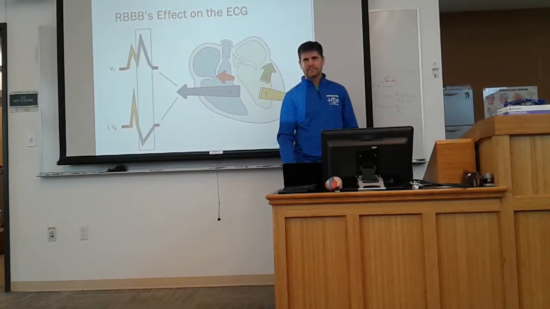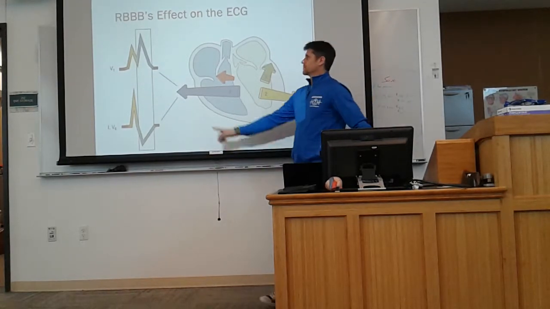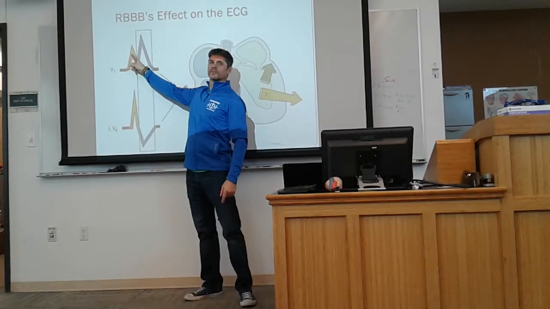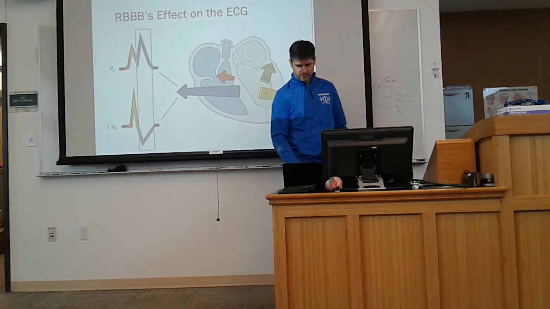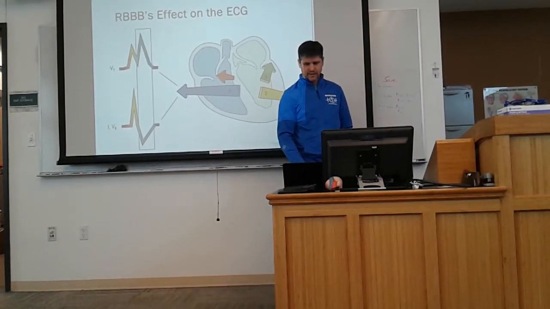Why wouldn't the R wave be negative in V1, if it's depolarizing endocardium to epicardium, away from the camera? Why wouldn't it be negative? That's a really good question.